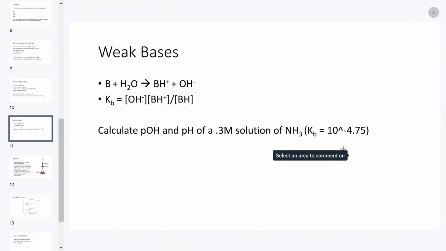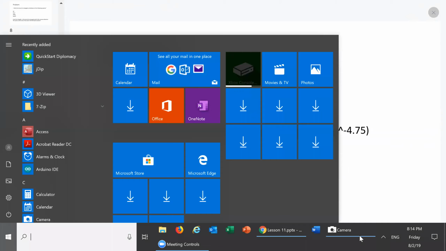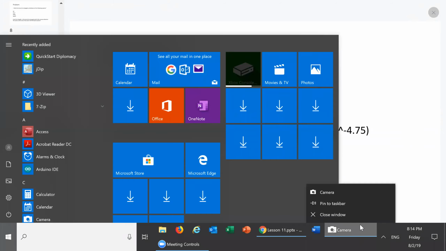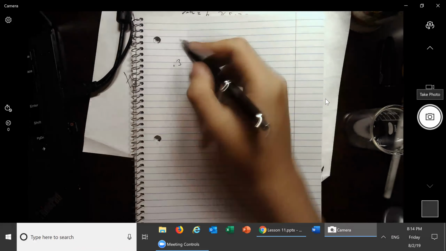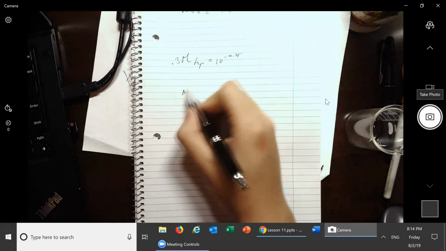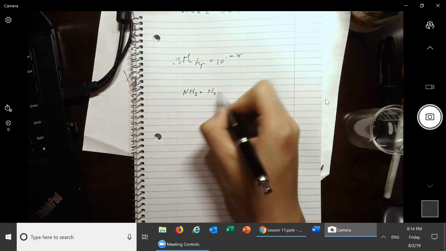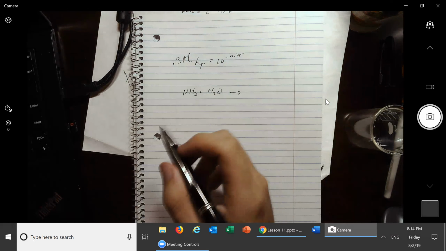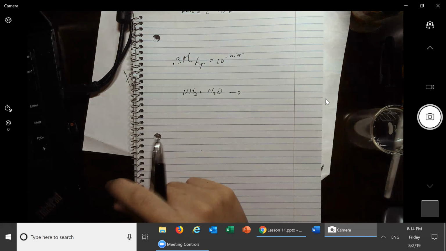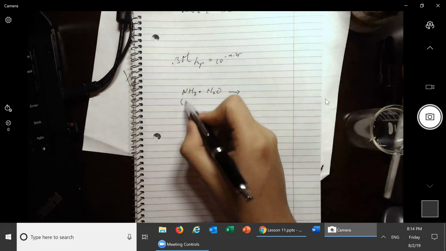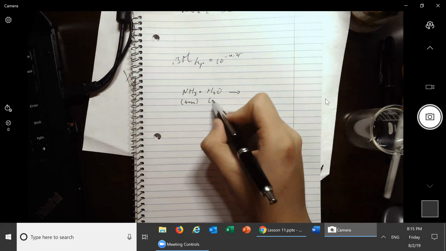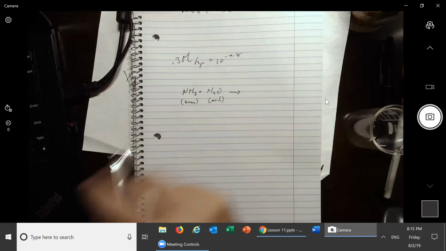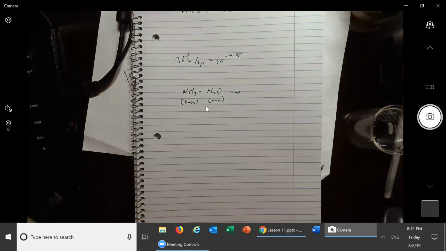We're given 0.3 molar and Kb equals 10 to the minus 4.75. Great. Okay, there we go. So NH3 plus H2O. Does anyone know what the products are? Remember, this is a base, and this is an acid. So what should the products be?